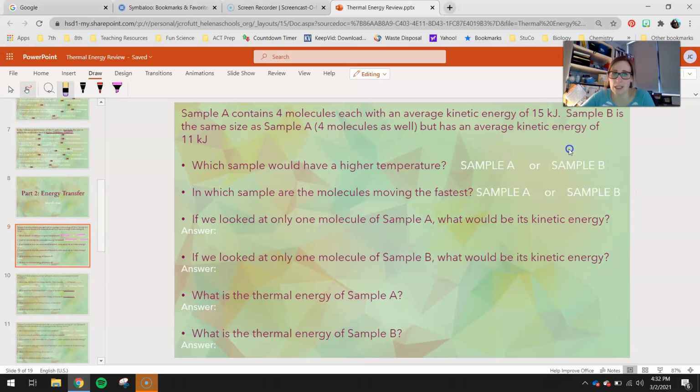All right, so moving on to the next one. If we looked at only one molecule, so look at one of your circles or one of your molecules in sample A, what would be its kinetic energy? How many little energy cubes or X's, or what's the number written in there for your average kinetic energy? Same with sample B. Look at one molecule, what's its average kinetic energy? And then what is the thermal energy of sample A and the thermal energy of sample B? Remember that thermal energy is the total energy.